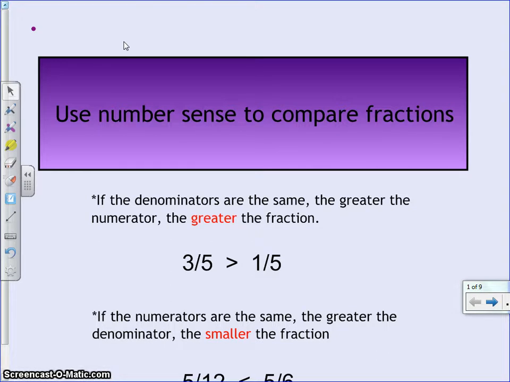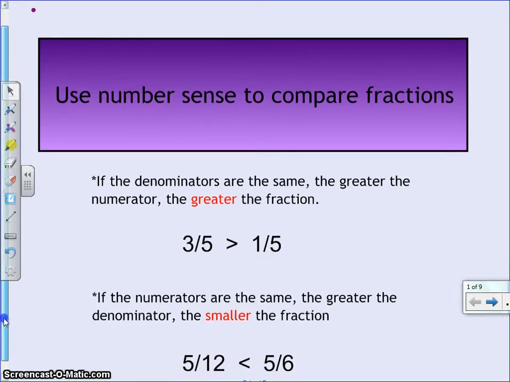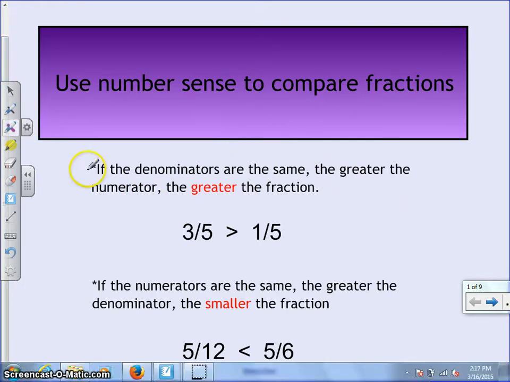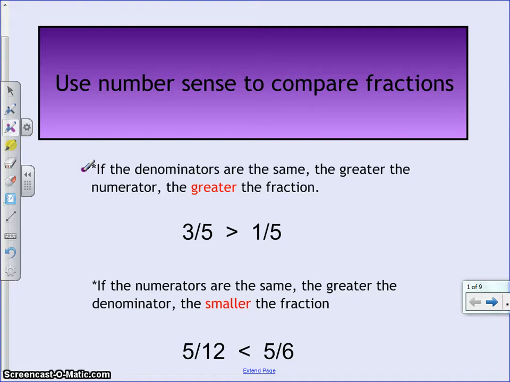And specifically, we're going to talk about if the denominators are the same, or if the numerators are the same but the denominators are different. Here's this saying right here on the front of the screen that you're going to hear repeated quite a bit in class over the next few days, okay? The first part is right up here. If the denominators, the bottom numbers, are the same, the greater the numerator, the greater the top number, the greater the fraction.